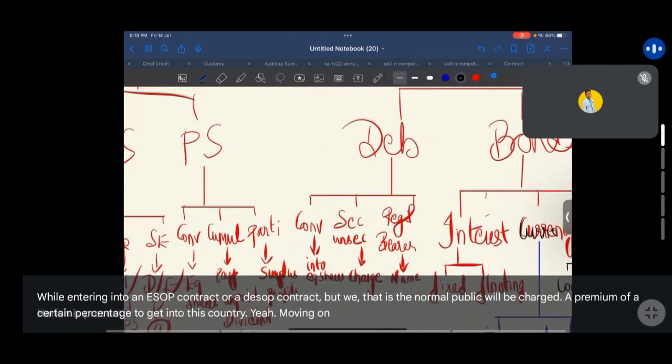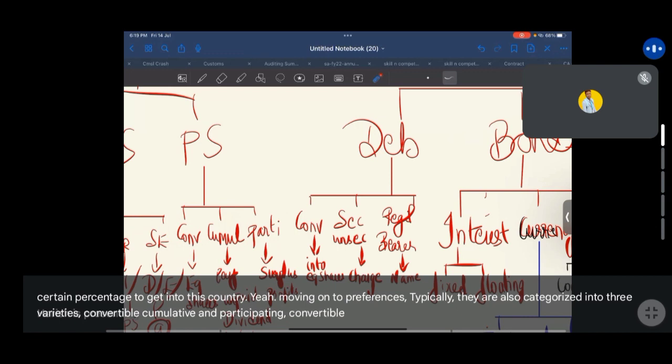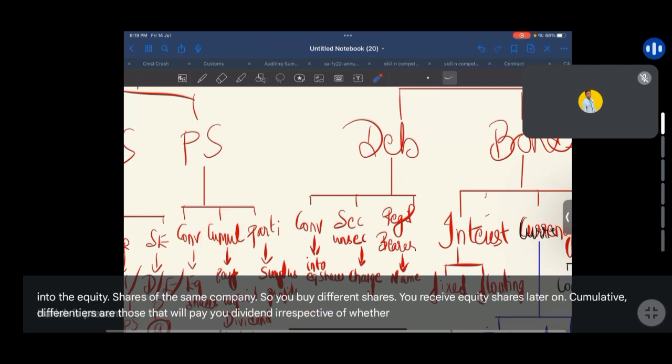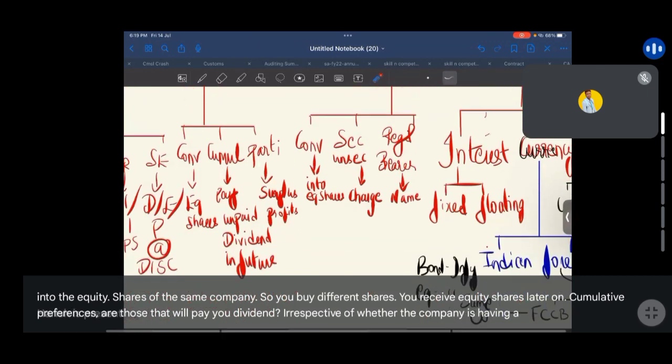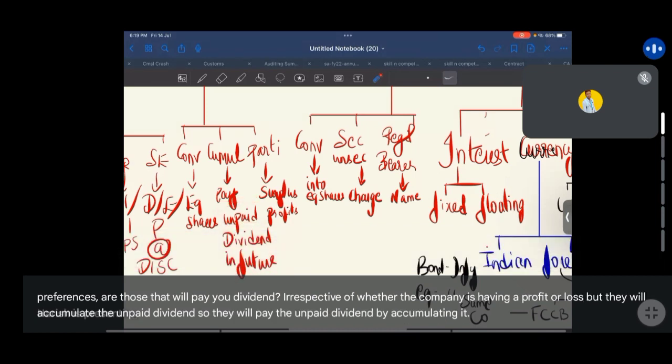Moving on to preference shares, typically they are also categorized into three varieties: convertible, cumulative, and participating. Convertible preference shares are those that are converted into the equity shares of the same company. So you buy preference shares, you receive equity shares later on. Cumulative preference shares are those that will pay you dividend irrespective of whether the company is having a profit or loss, but they will accumulate the unpaid dividend. So they will pay the unpaid dividend by accumulating it and paying it in the future.